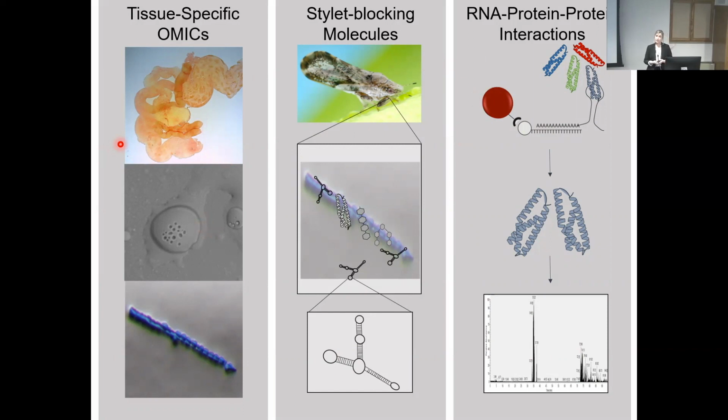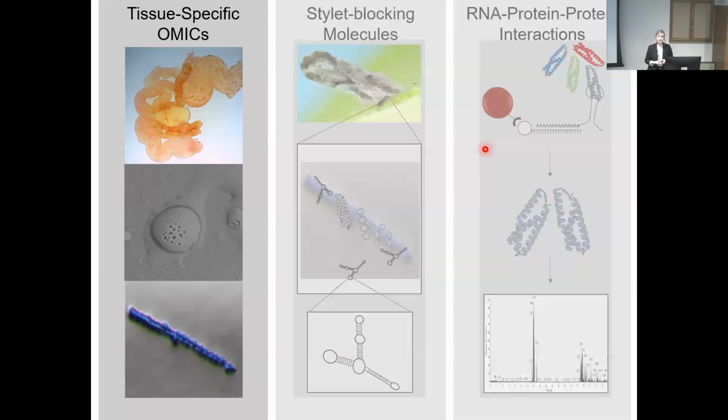In the second portion of my talk, I'll talk about the molecular discovery portion of the work, which aims to find molecules that disrupt the feeding structures of the psyllid. In the third portion of the talk, I'll discuss a collaboration with the Liss Lab that develops a method to test the binding activity of candidate molecules. So first, I'm going to begin with a discussion of tissue-specific omics.